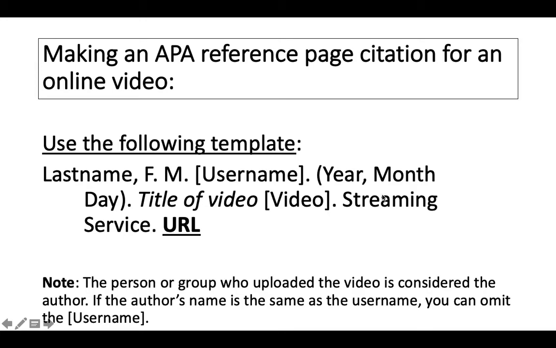When making a reference page citation for a YouTube video, for a video online, you're going to use this following template. You list the author's name first, last name first, and then first and middle initial. However, it's important to note that the author of a video online is the person who actually uploaded the video, not necessarily the person in the video or speaking in the video, so keep that in mind.